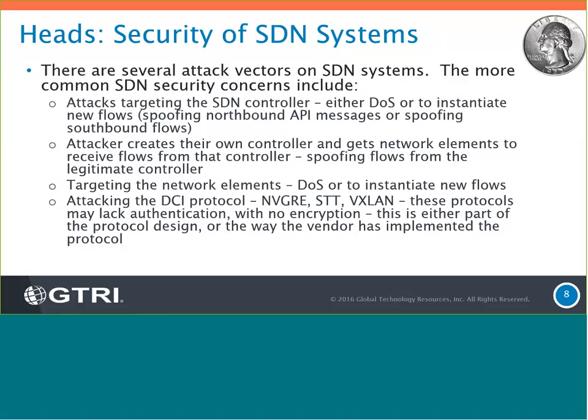Or how could the attacker then target the network elements by spoofing southbound protocol messages to them to instantiate flows?